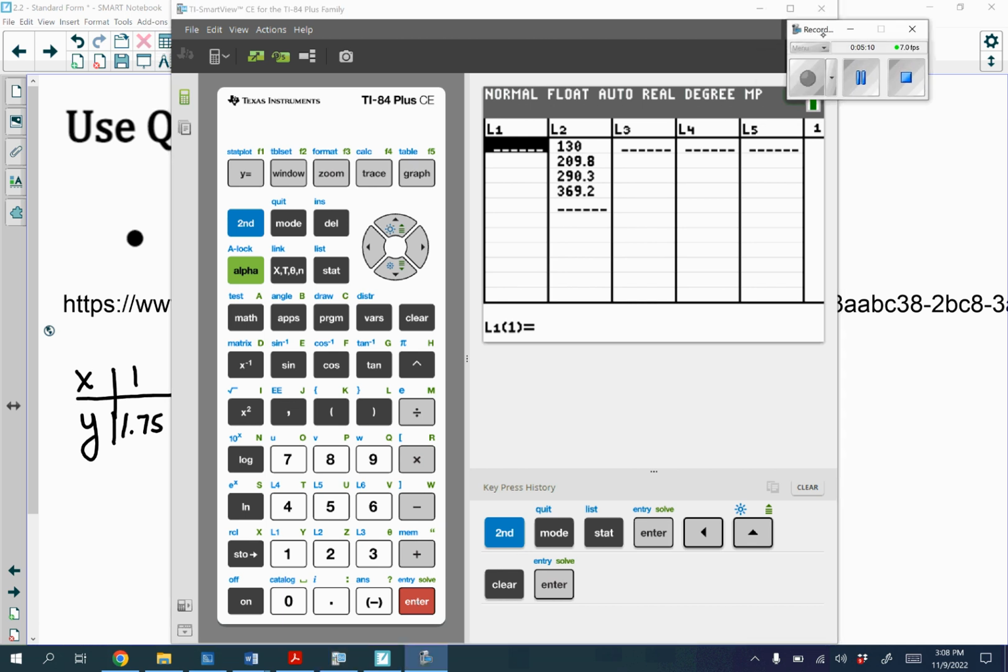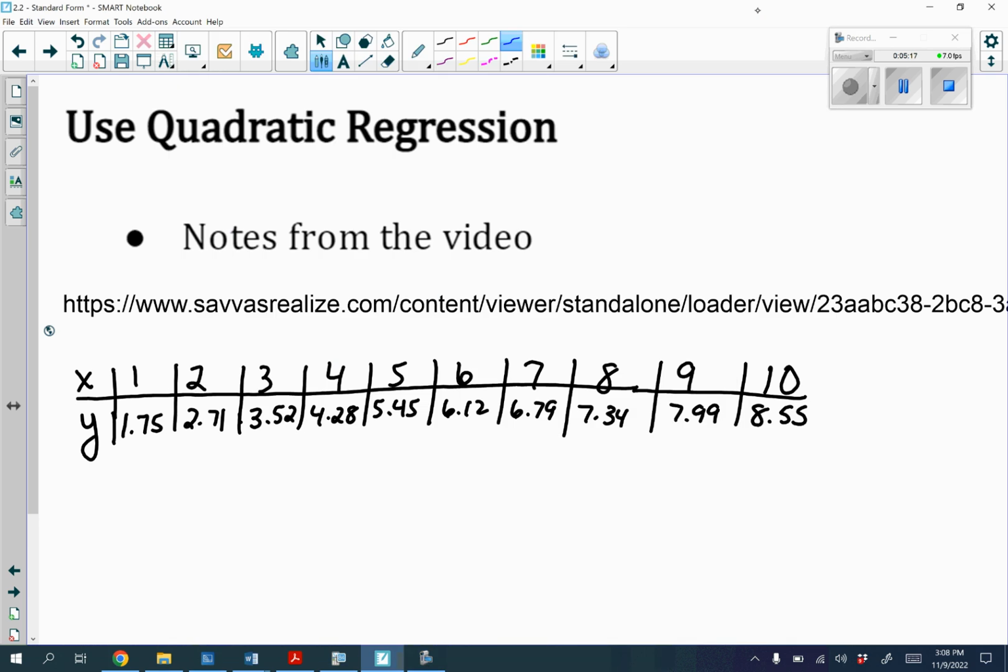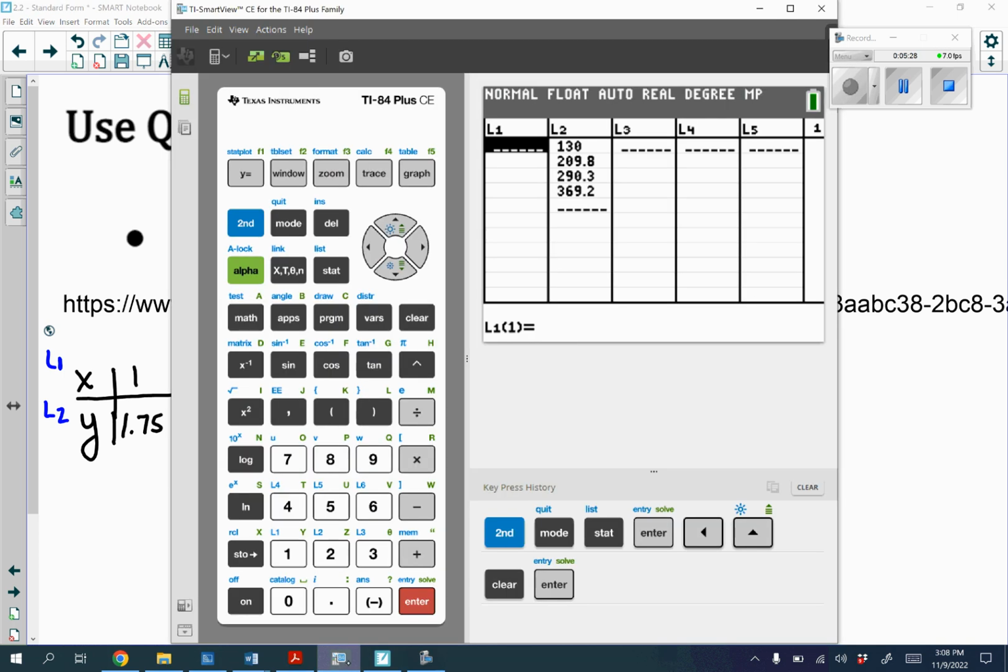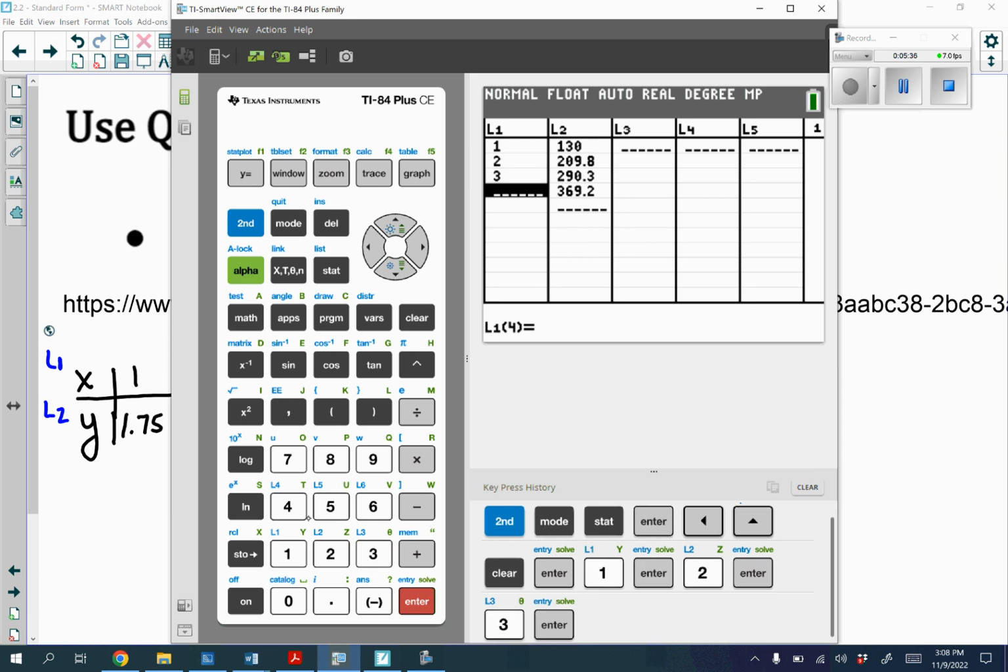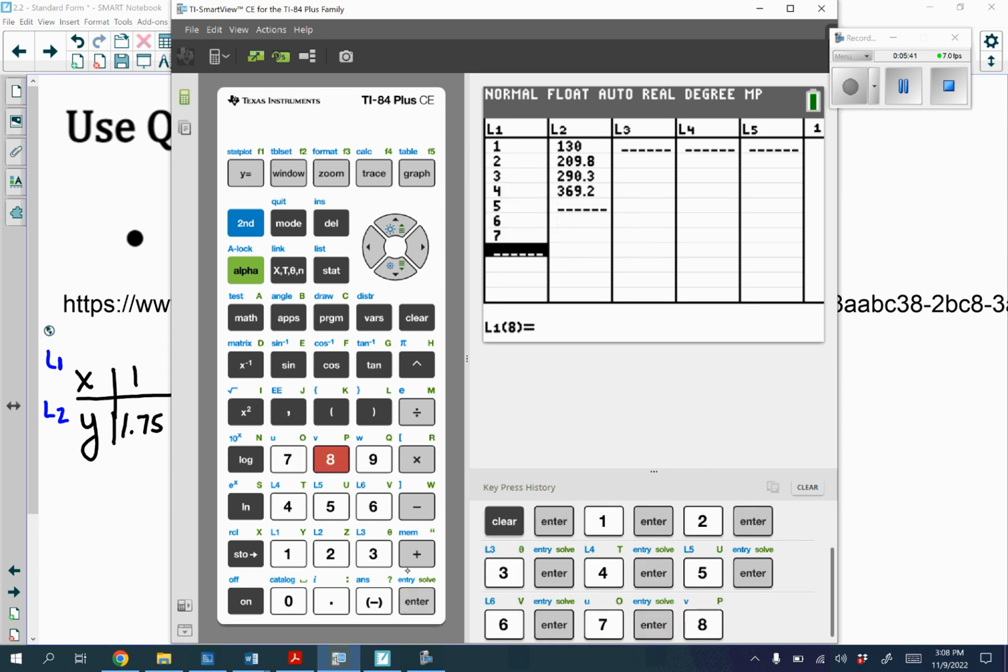Now, what are the numbers for L1? L1 represents your X values. So when we are doing a table, your X's are always your L1 and the Y's are always L2. Let's plug our L1s into our graphing calculator. So we press 1, and after every number, press the enter key, and then it should be there. We're going to do that for every single one of these. After each number, press enter.